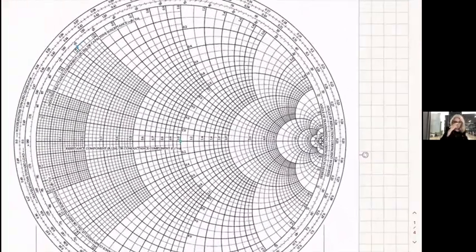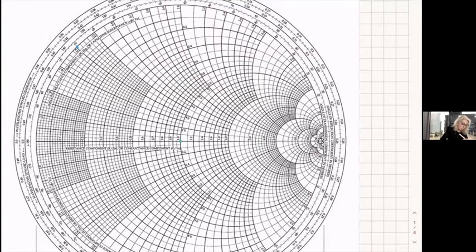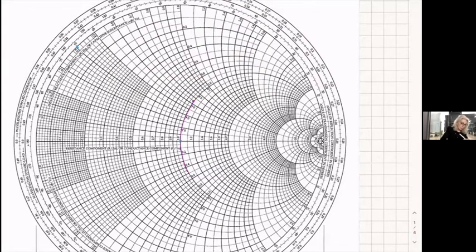The real part is 1. That tells me that it's going to be along this line. Bear with me as I do that. As a matter of fact, I need to do it a little thicker. So that tells me that it's going to be on this line, all right? That is the one that shows the real part.